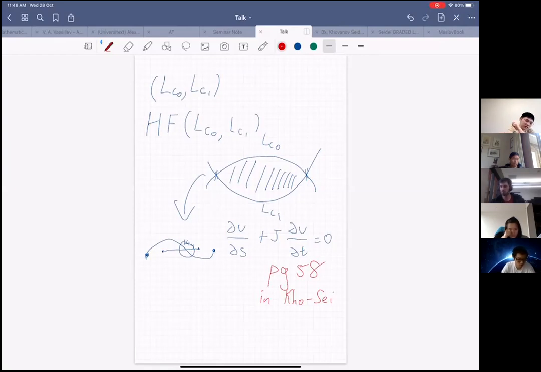Because the Maslov index of the path would also be 0 in those cases, I think. They are using the fact that this boundary operator is 0 on the chain complex, so the Floer homology is the same as the Lagrangian Floer chain complex.